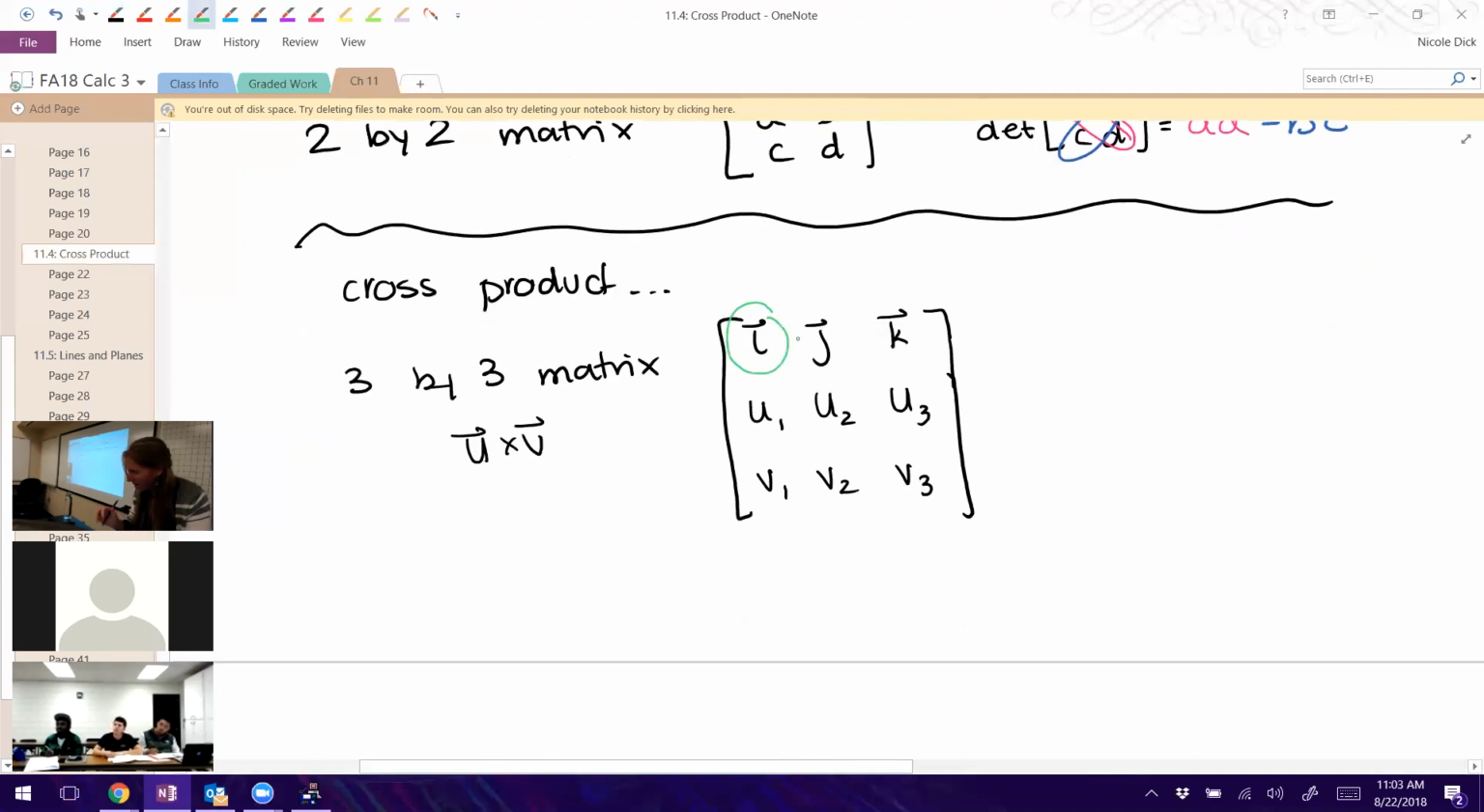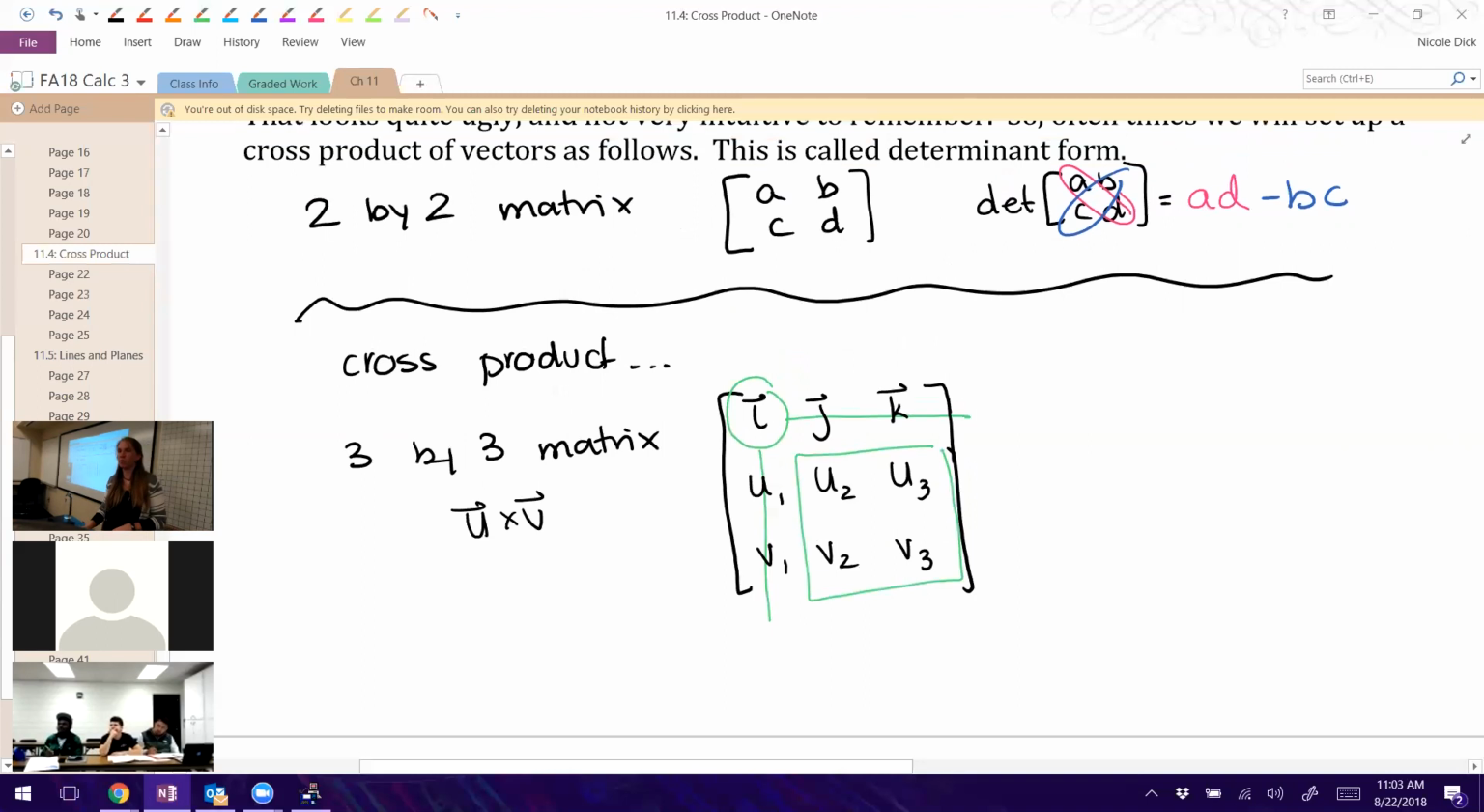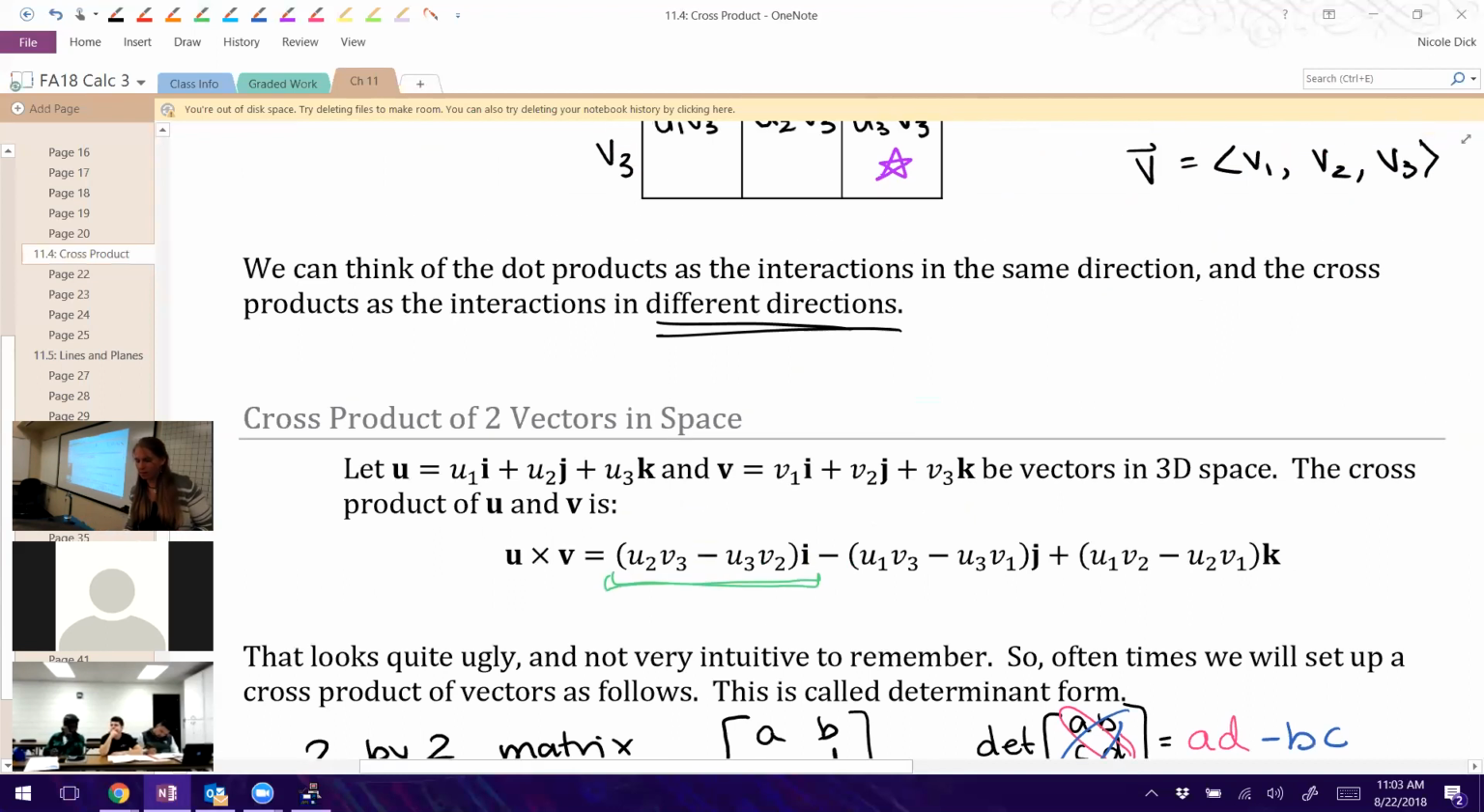And if you don't want to cross yours out, that's fine. I'm going to erase this in just a minute. But imagine crossing out all of this stuff and just focusing on this little 2 by 2 matrix right here. If we've got this little 2 by 2 matrix, U2, U3, V2, V3, find the determinant of it like we just set up here. We're going to take U2 times V3 minus U3 times V2, which is exactly what this says right here. So that's where this comes from.